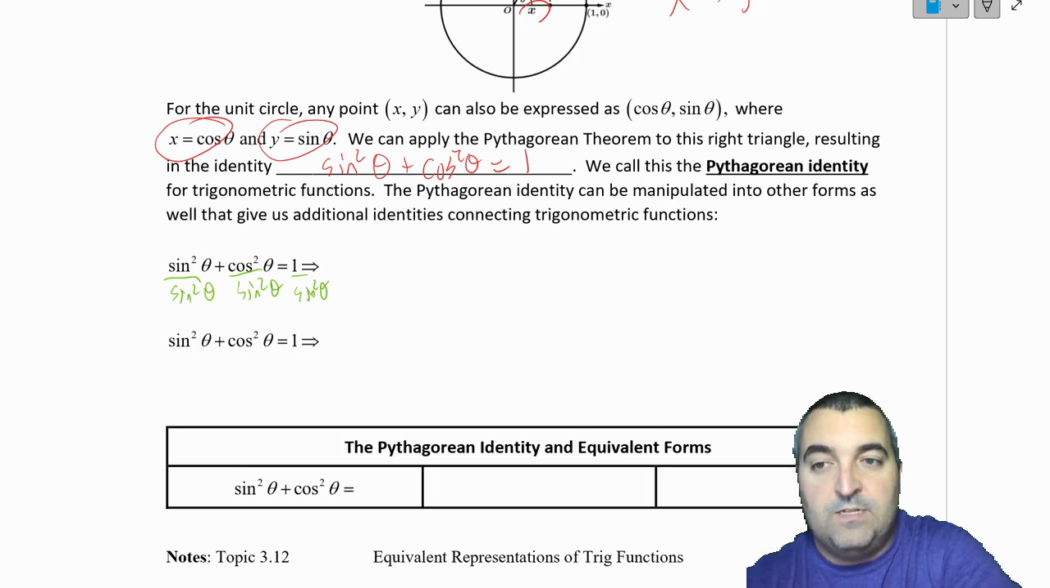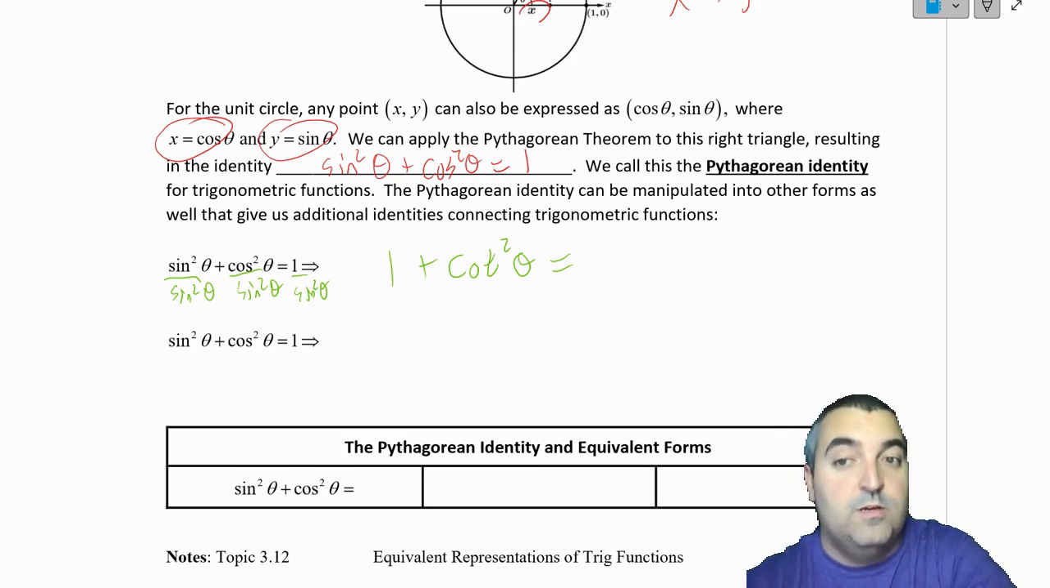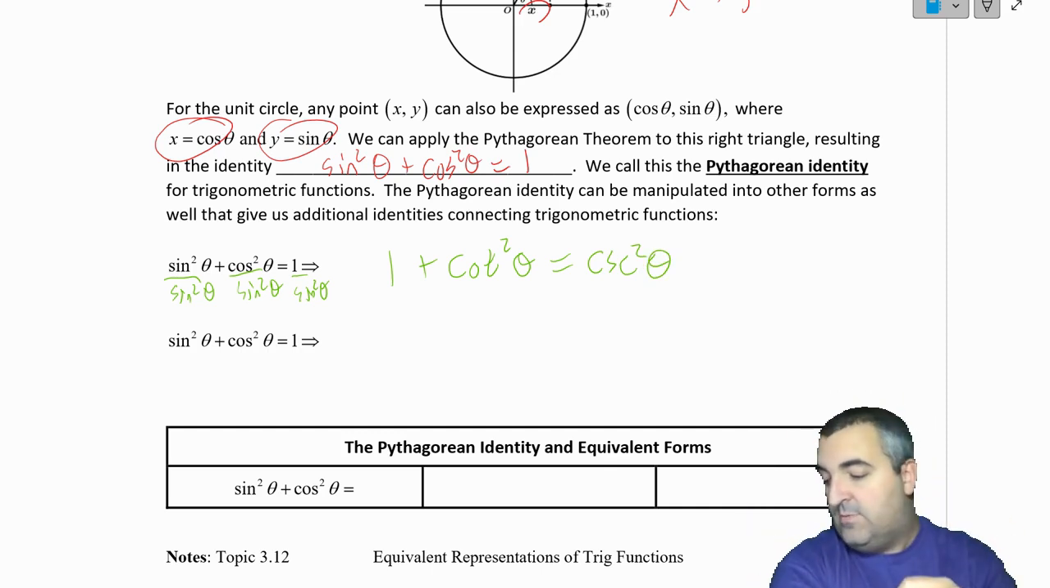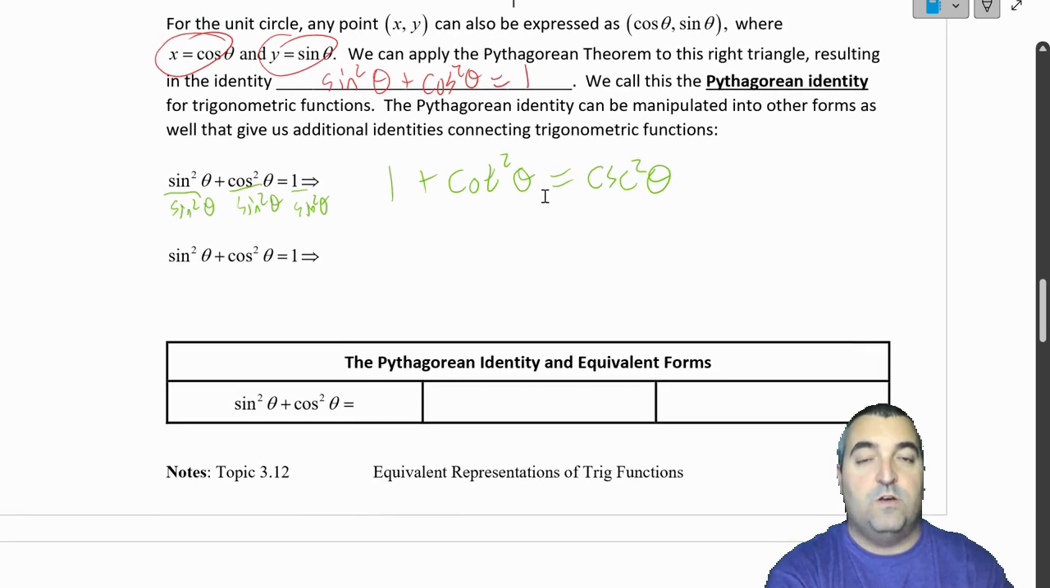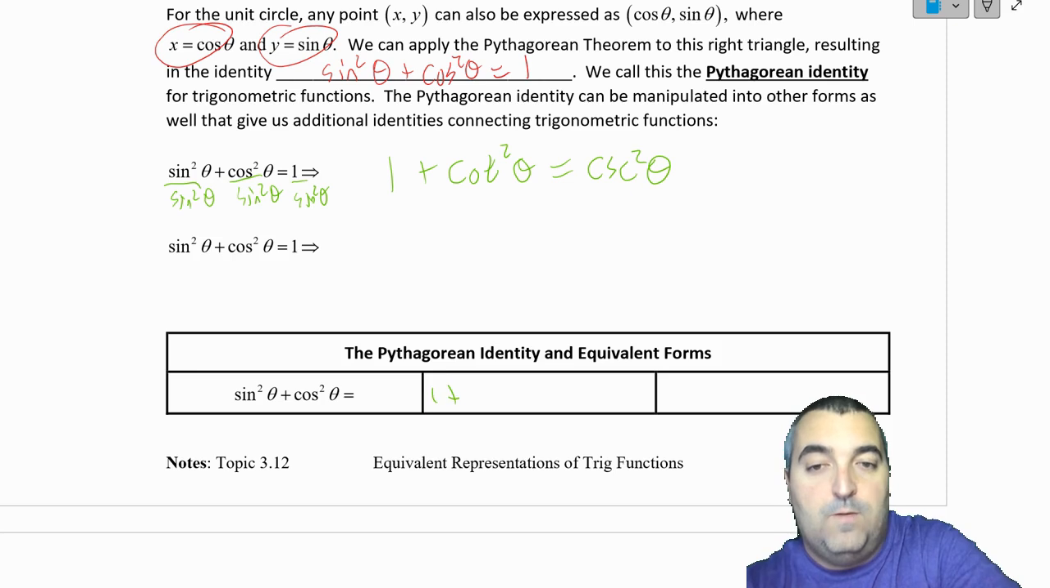When you divide by sine squared, you can see here I did the division. Sine squared over sine squared is 1. Cosine squared over sine squared, well, cosine over sine is cotangent, and because they're both squared, it's cotangent squared. And it's going to equal 1 over sine squared. 1 over sine is cosecant squared. And there's another Pythagorean identity that we have: 1 plus cotangent squared of theta equals cosecant squared of theta.